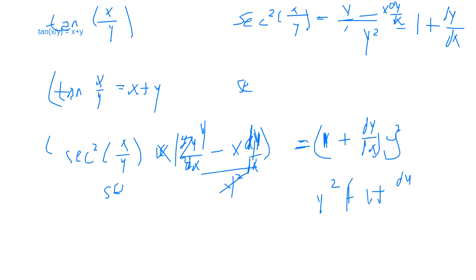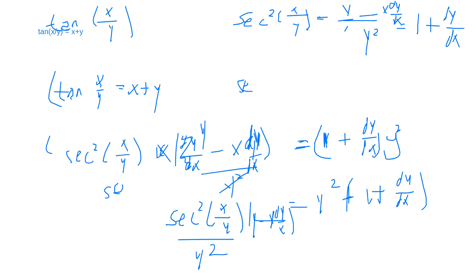So we have y squared plus y squared dy/dx. What is y prime? I like to write it as dy/dx. Then on this side, you're left with secant squared of x divided by y times y. Then you have this y prime term, x secant squared times y prime. So you want to regroup the y prime terms together: secant squared of x divided by y times y minus x y prime.